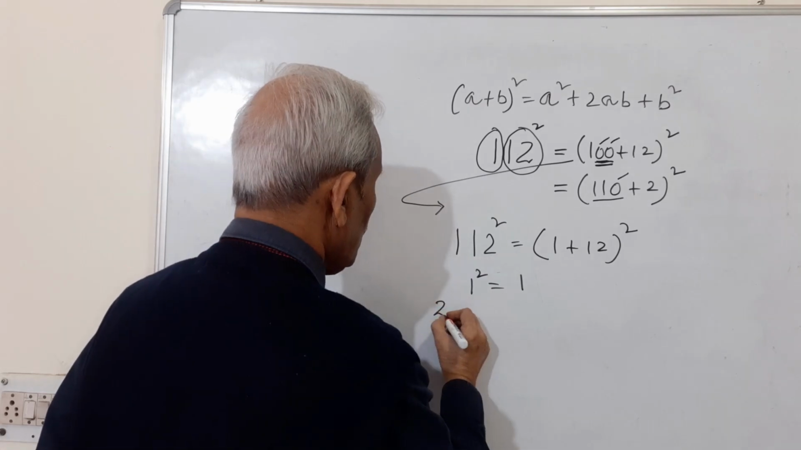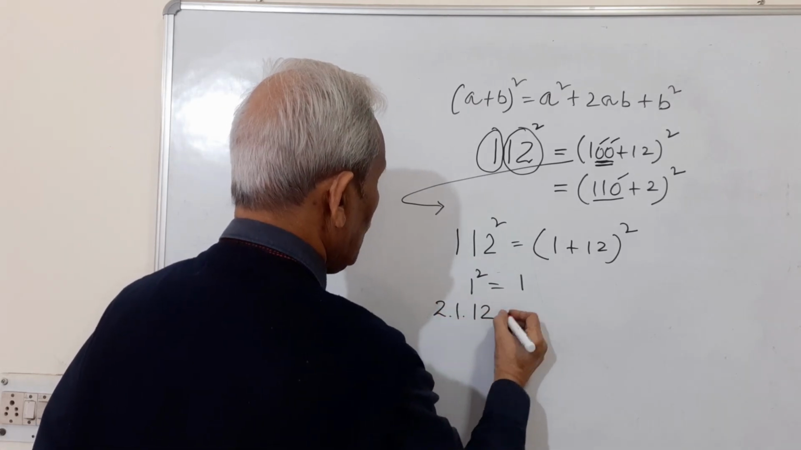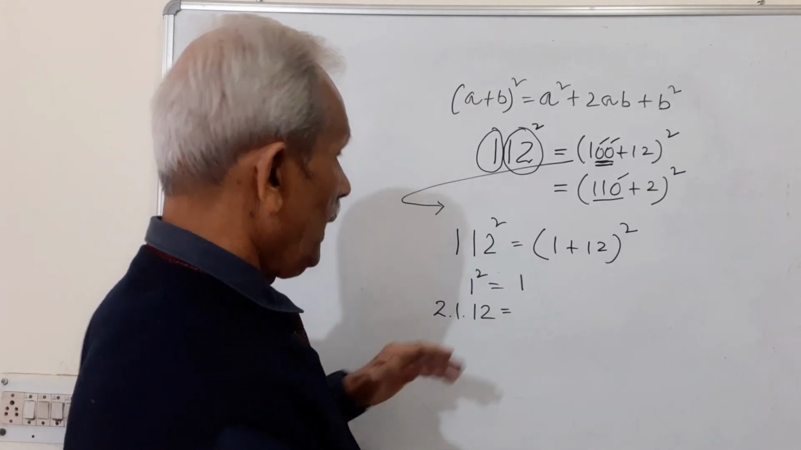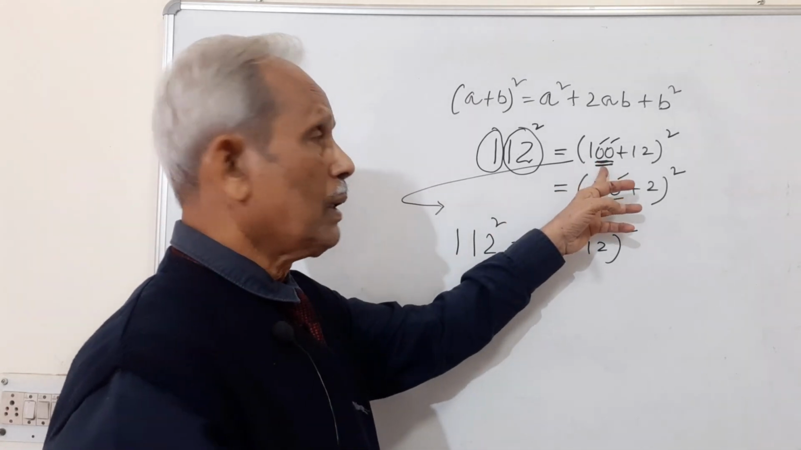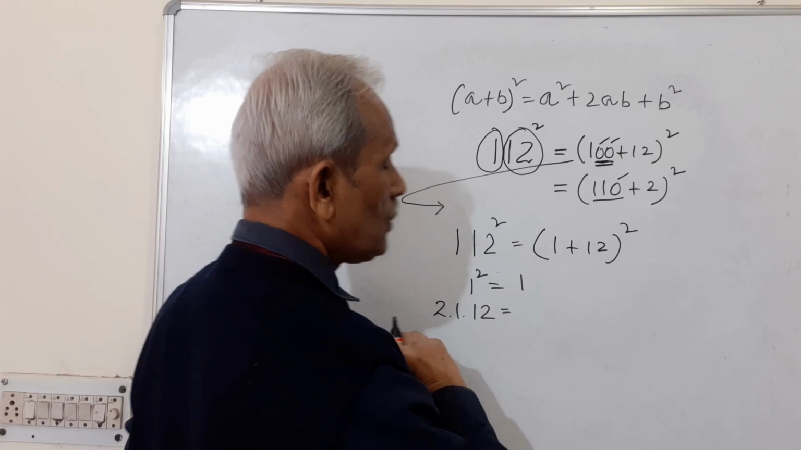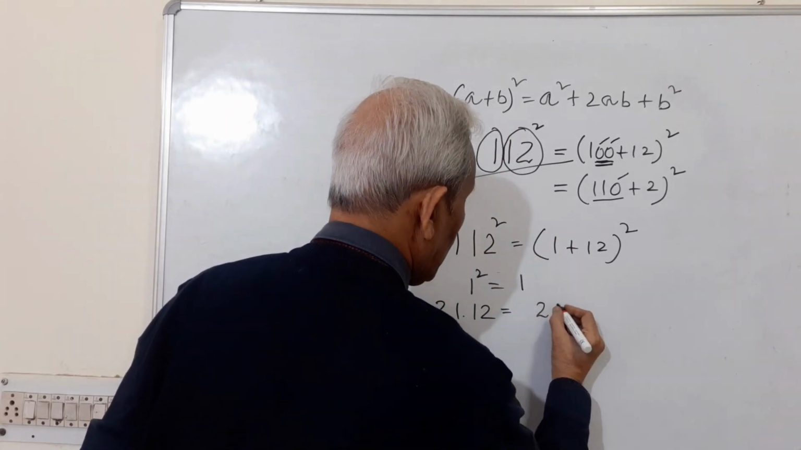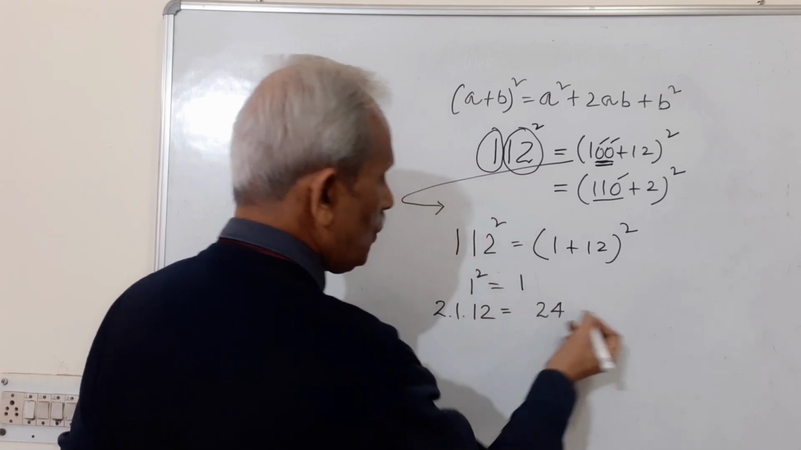Then 2 into 1 into 12 is equal to how much? 24. But here, see that there are 2 zeros here. If there are 2 zeros, it means we will shift by 2 spaces. So we'll write 2, 4 here. Nothing below 1. 2, 4.